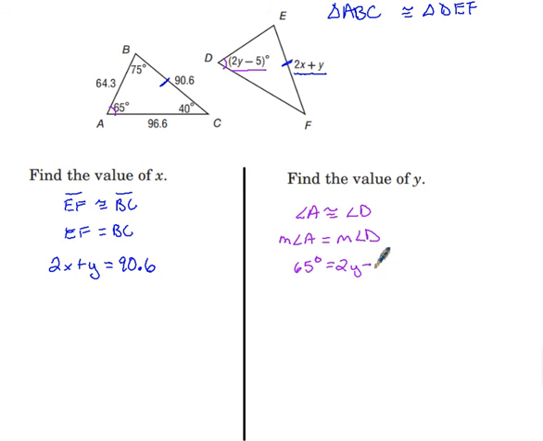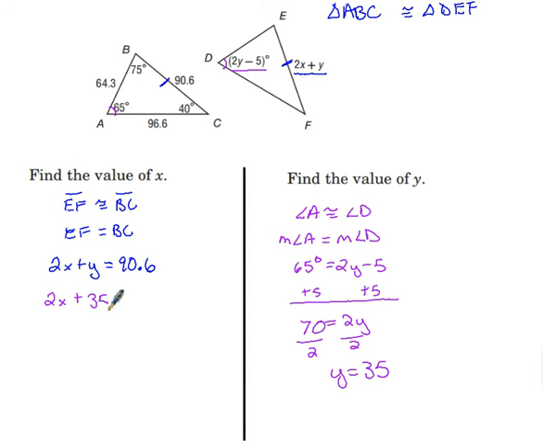So we set it up like this. We're going to simply add 5 to the other side. We get that 2y equals 65 plus 5 is 70. We divide by 2, and we find out that y equals 35. From there, I'm going to come back in, plug it in and see if I can finish solving this. I'm going to substitute 35 instead of y, so 2x plus 35 equals 90.6.